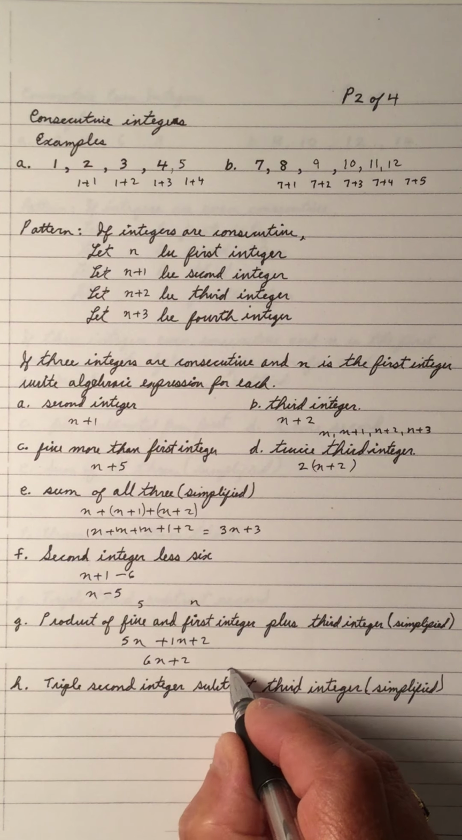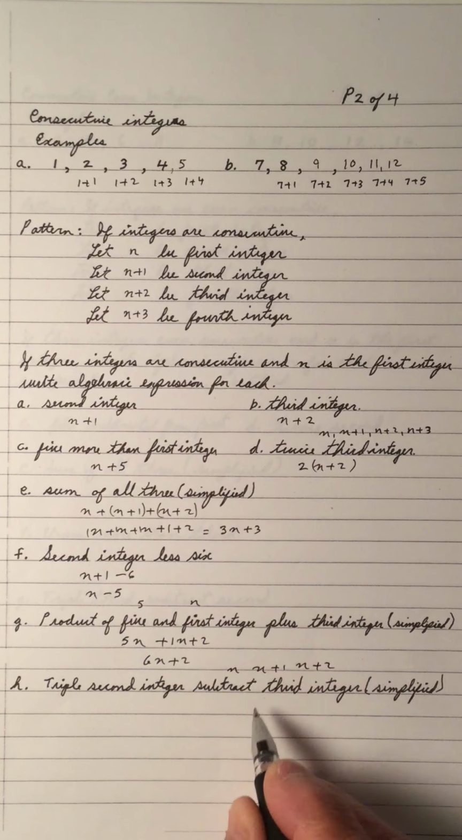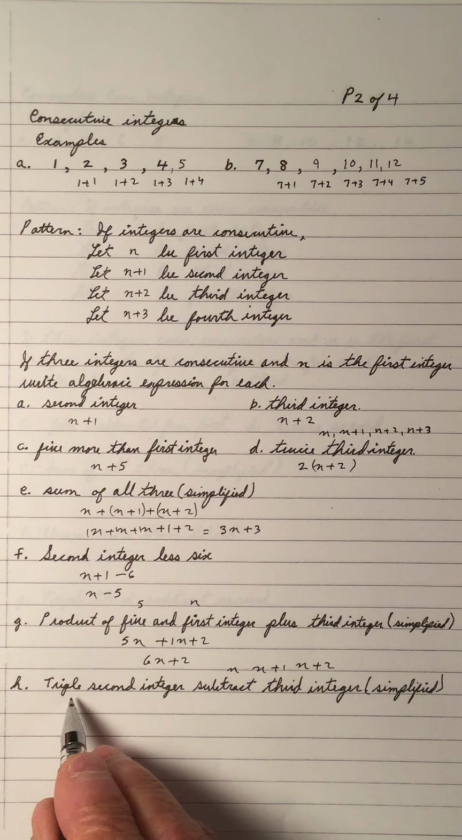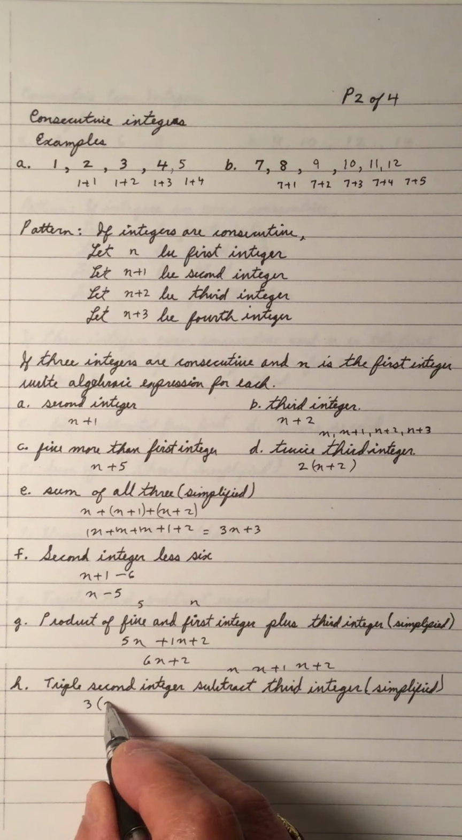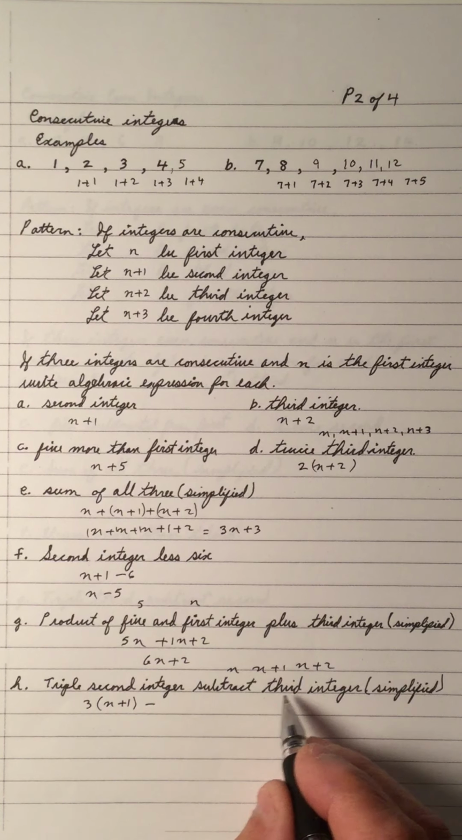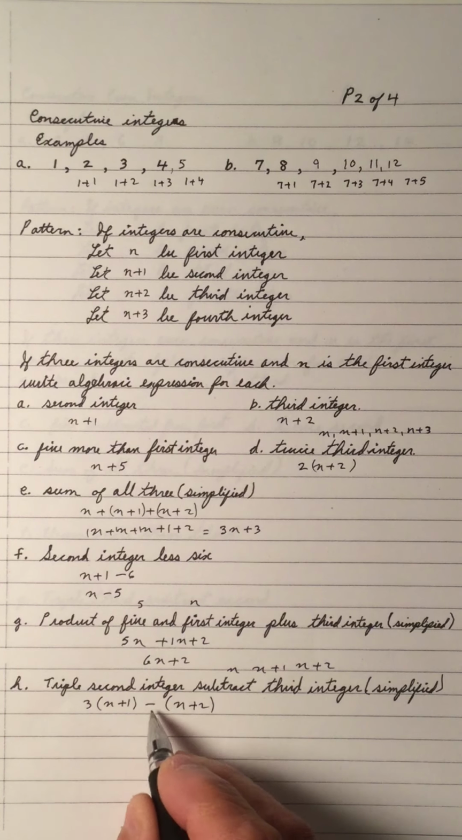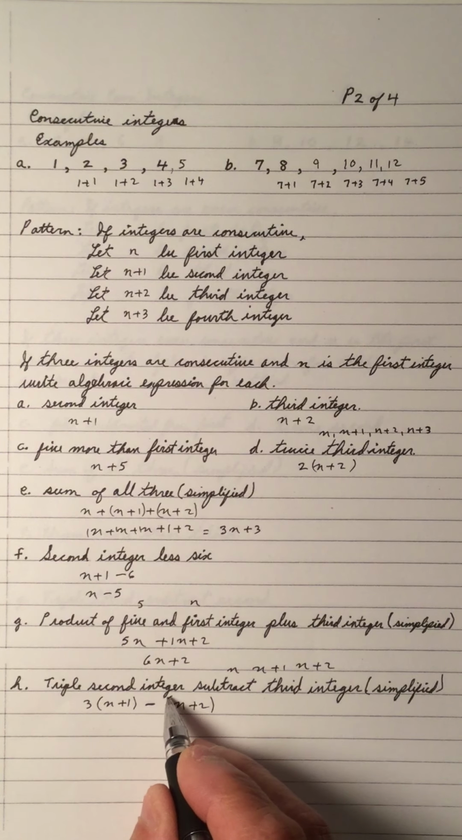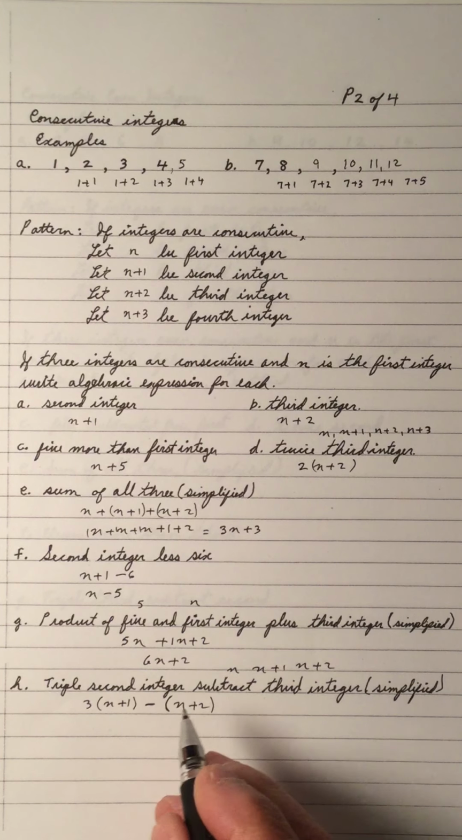H, triple the second, subtract the third. Again, the integers are n plus 1, n plus 2. You add on 1, add on 2. Triple the second. The second one is n plus 1, so it's 3 times n plus 1. Subtract the third. The third one is n plus 2. Now, what is subtract? You've got to be careful. I have to put the brackets around this because if I don't, I will get it wrong. I'm subtracting this integer.